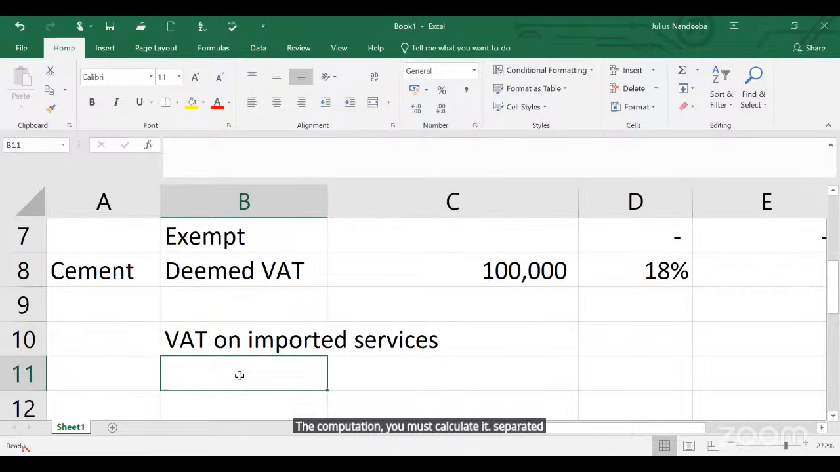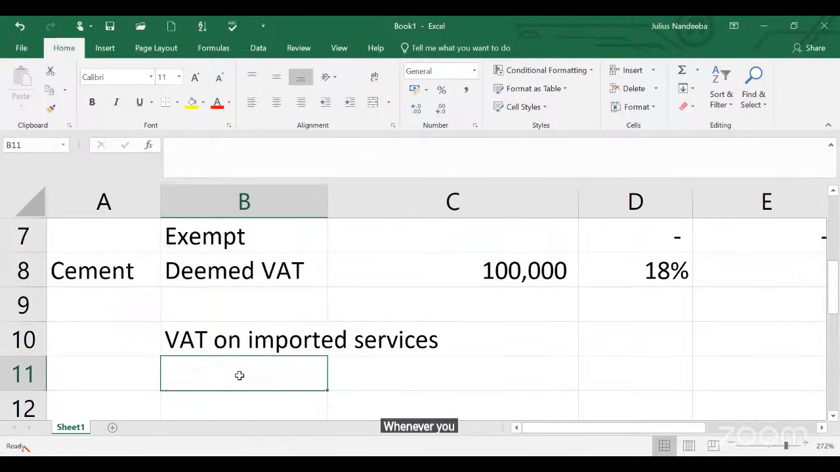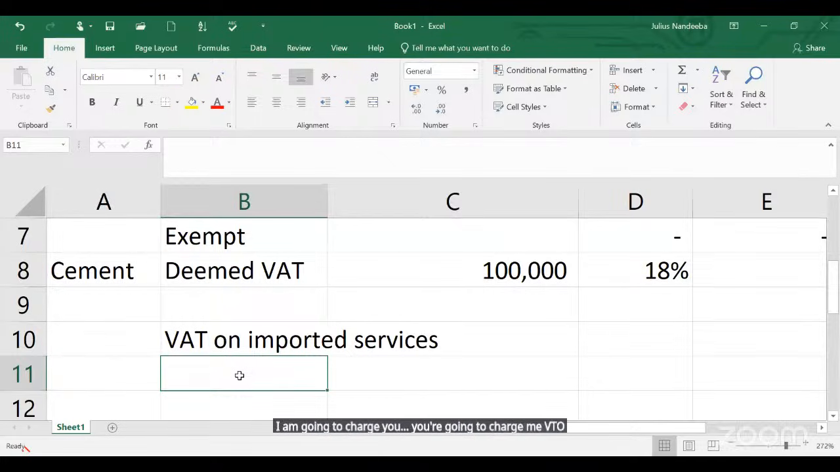How does VAT on imported services arise? Whenever you import a service from a foreign service provider, I'll give you an example. If you do consultant services for me here and you're a local supplier, you're going to charge me VAT. You're the one charging me VAT when you're billing me, because you are, for example, an auditor and you have provided audit services that are standard rated. When you're giving me a bill, you give me a bill including VAT if you're registered for VAT.